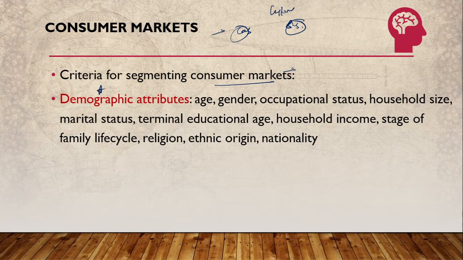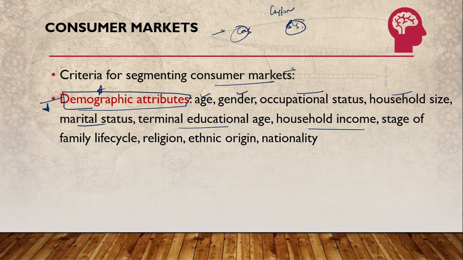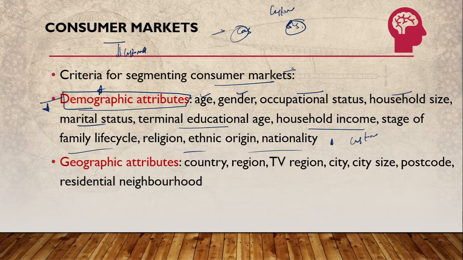One important type is the demographic attributes. This is the key term. Demographic attributes are the age of the customer, gender, occupational status, household size, marital status, educational level, and household income. All these things help you understand whether the customer will purchase your product or not. When you take all these into consideration, you will be in a better position to understand your end customer and serve him better. So these are the demographic attributes.